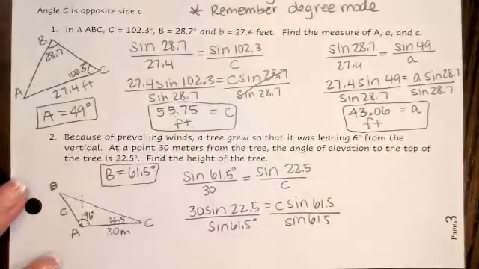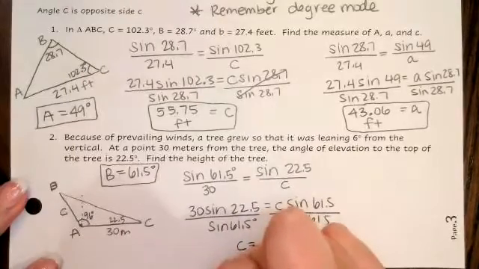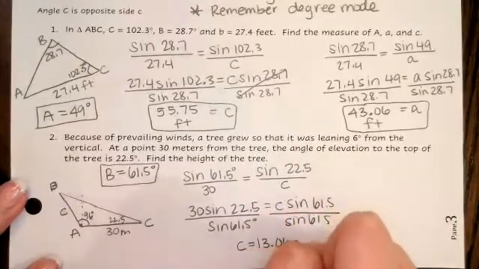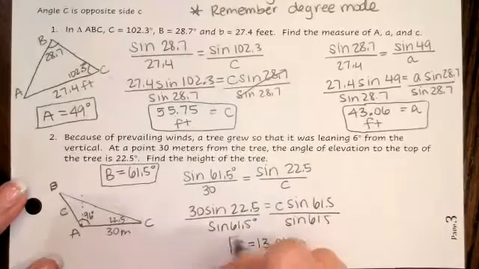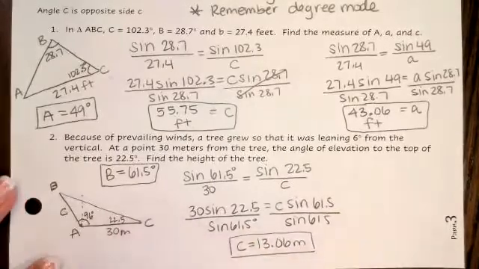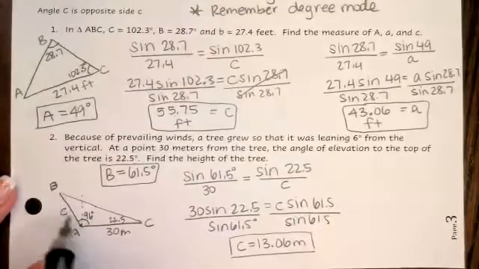We verify it's in degree mode, and we put that in, and we get C is equal to 13.06 meters. So that would be the height of our tree there.